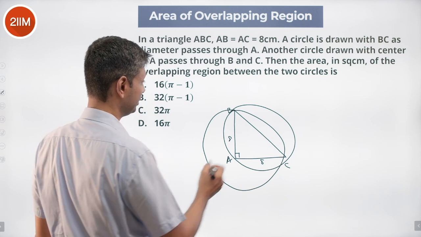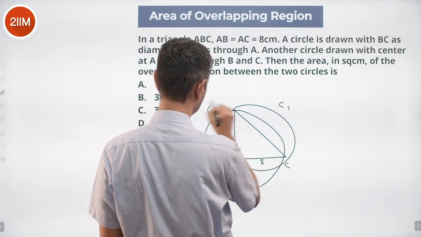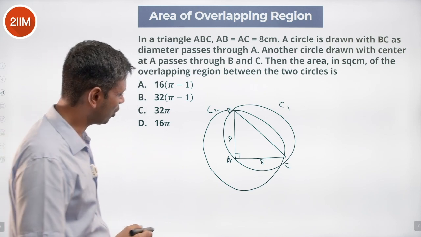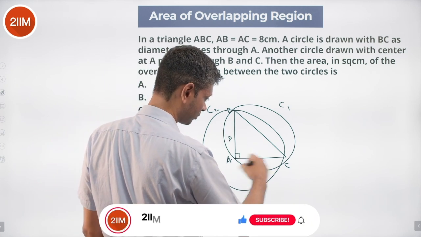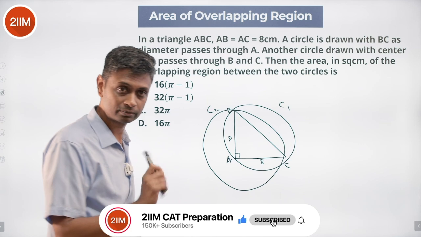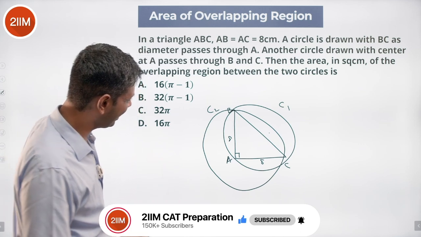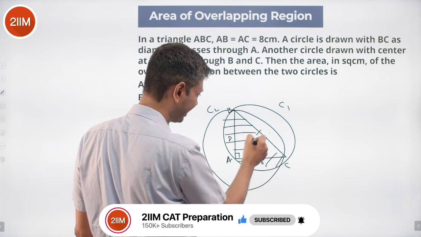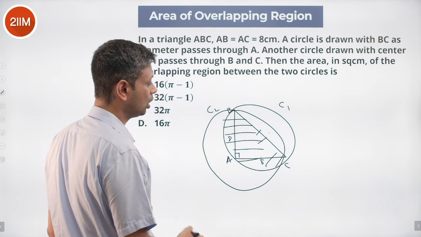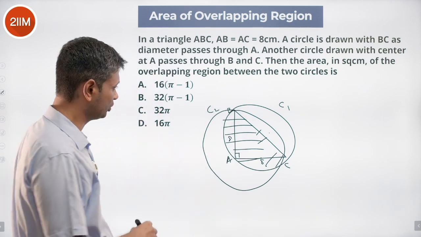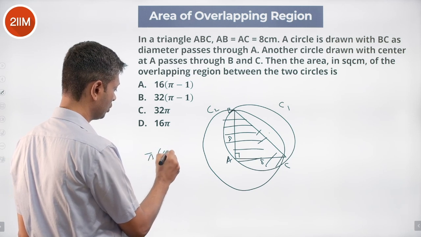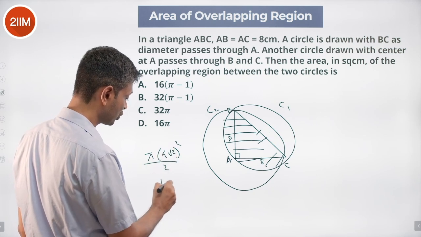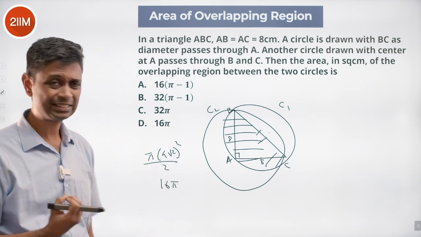So we want to find the overlapping region between the two circles, this is circle 1, this is circle 2. That means we're going to count this entire semicircle and then calculate this segment. This semicircle has the diameter 8 root 2, or the radius is 4 root 2. Area is pi times 4 root 2 whole square by 2. 16 into 2, 32. 32 by 2. This is 16 pi. The 16 pi is in the bag.